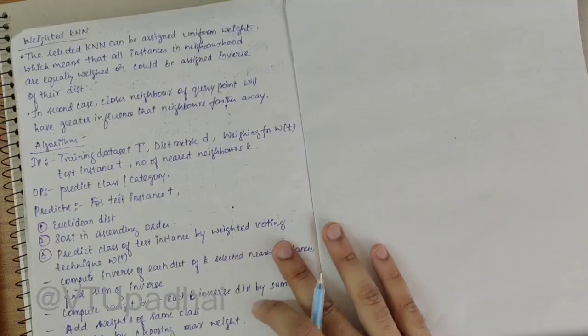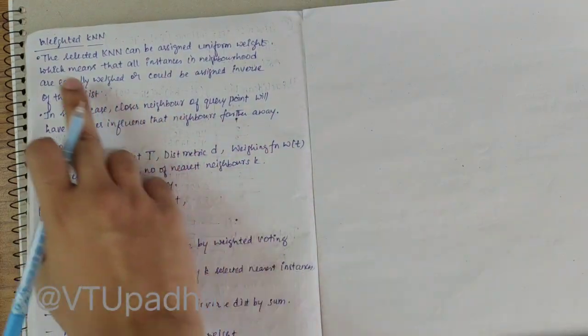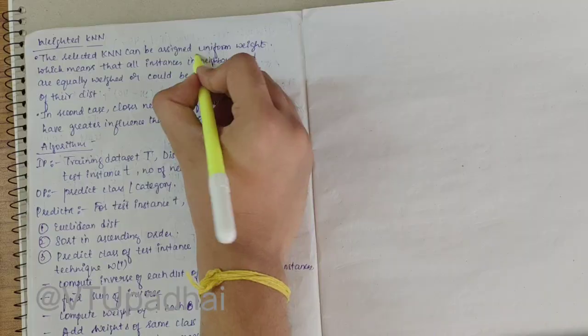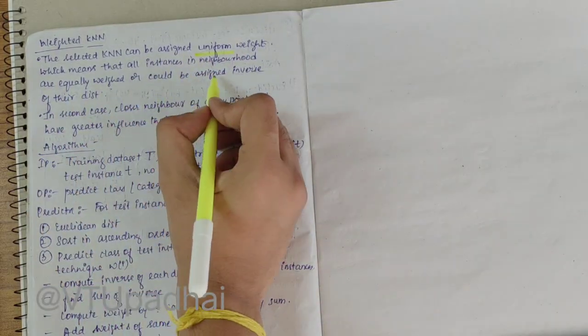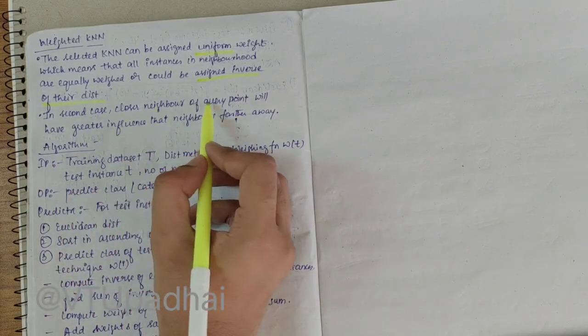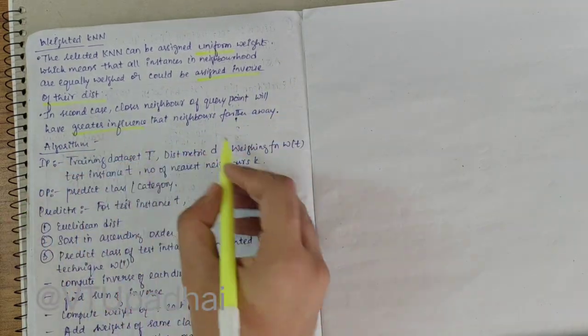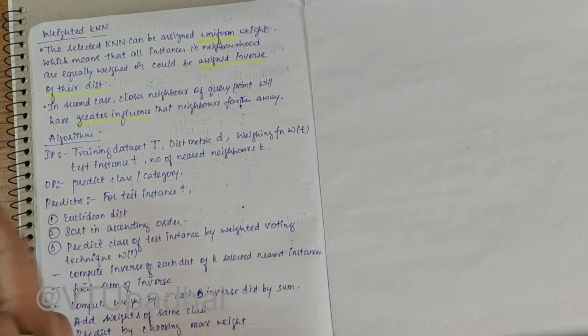Now let's move on to the next algorithm, that is weighted KNN. So weighted KNN is an updated version of KNN. Here the selected KNN can be assigned a uniform weight, which means that all instances in the neighborhood are equally weighed, or could be assigned the inverse of their distance. So in the second case, close neighbors of the query point will have greater influence than neighbors which are far away.